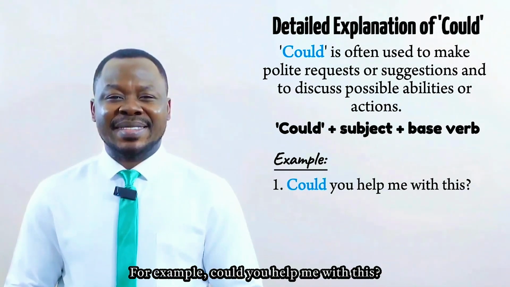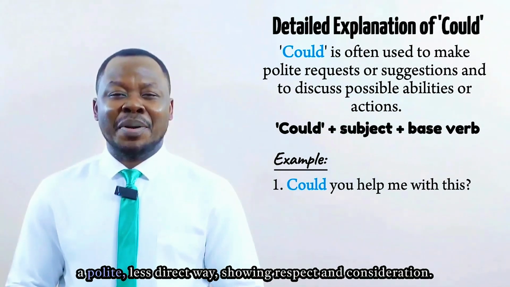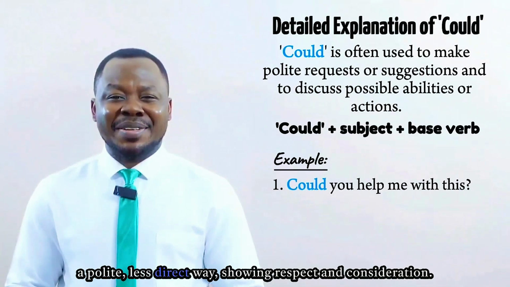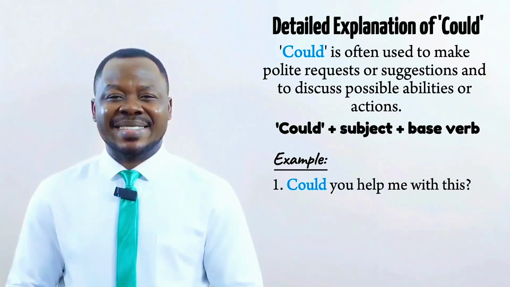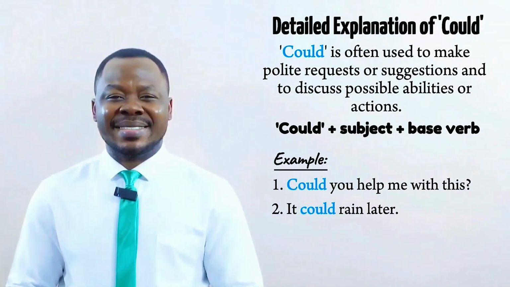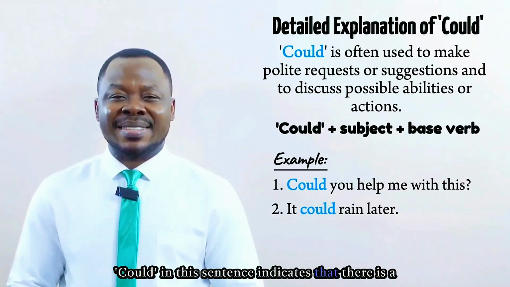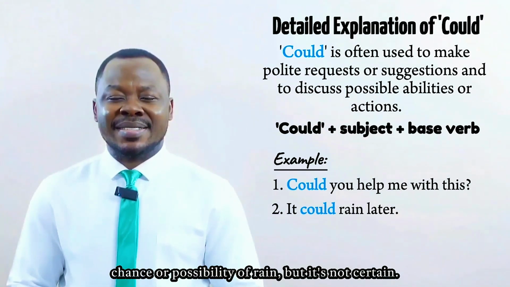For example, 1. Could you help me with this? Here, could is used to ask for help in a polite, less direct way, showing respect and consideration. 2. It could rain later. Could in this sentence indicates that there is a chance or possibility of rain, but it's not certain.